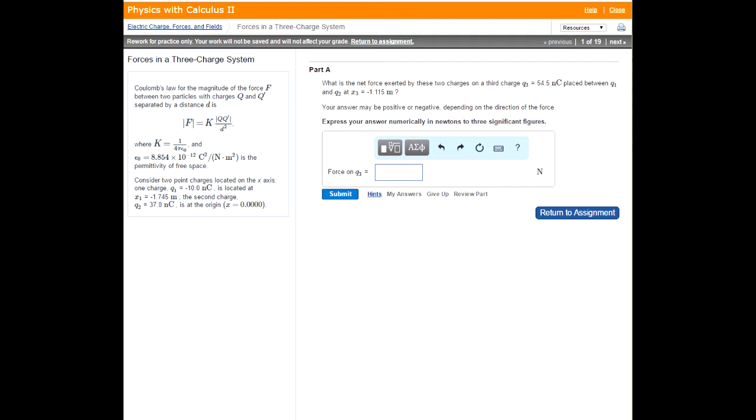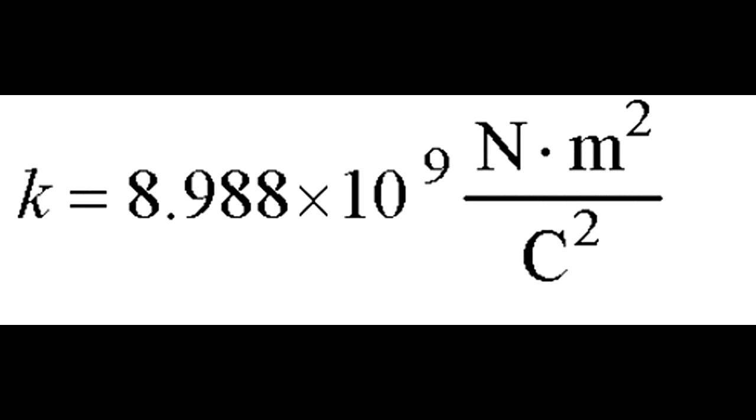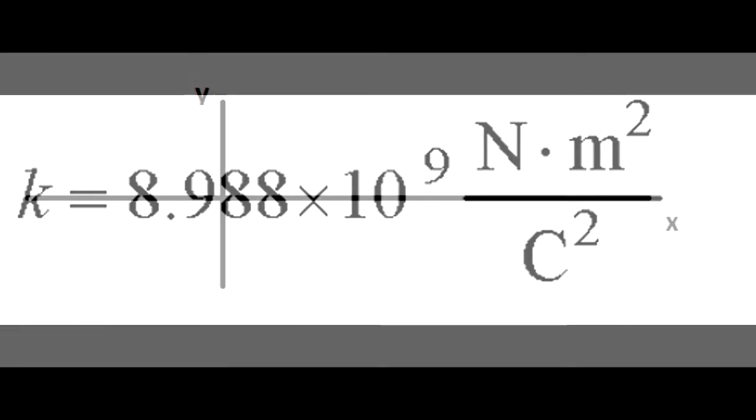We are asked to find the net force exerted by two particles on a third particle, Q3. Q3 is 54.5 nanocoulombs and it's placed between Q1 and Q2. Q3 is on the negative x-axis, at minus 1.115 meters. Q1 is negative 10 nanocoulombs and is located on the x-axis at minus 1.745 meters. Q2 is 37 nanocoulombs and it's at the origin. We consider this number to be our constant K.